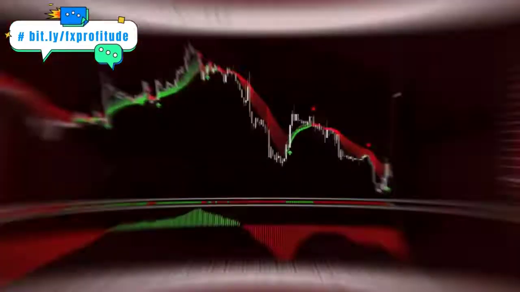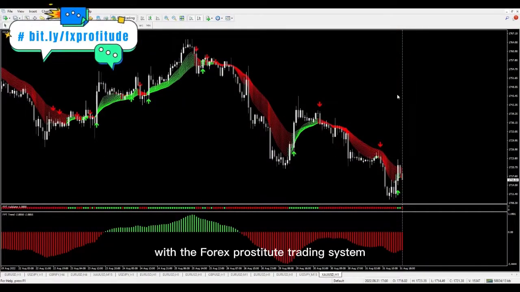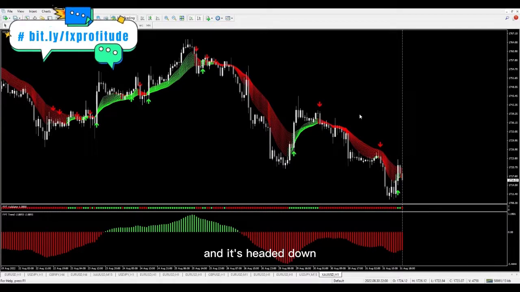Hey there, welcome to this live trade with the FX Profitude trading system. Now, I've got it set up on gold on the 1 hour time frame. The Profitude array indicator is red and it's headed down, and it's nicely separated, showing us a good downtrend.